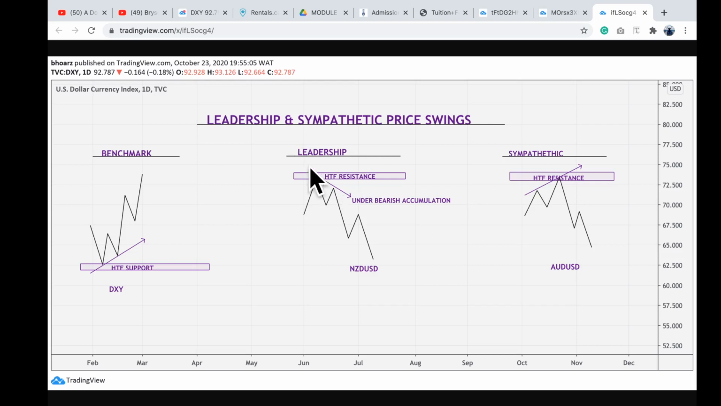So the currency making lower highs shows weakness versus the currency making higher highs. That currency making lower highs when the DXY or the benchmark is bullish becomes the leadership market, and the other one making higher highs when the benchmark is bullish becomes sympathetic. This is how we determine the leadership market and sympathetic market. This is just an example for the benchmark.